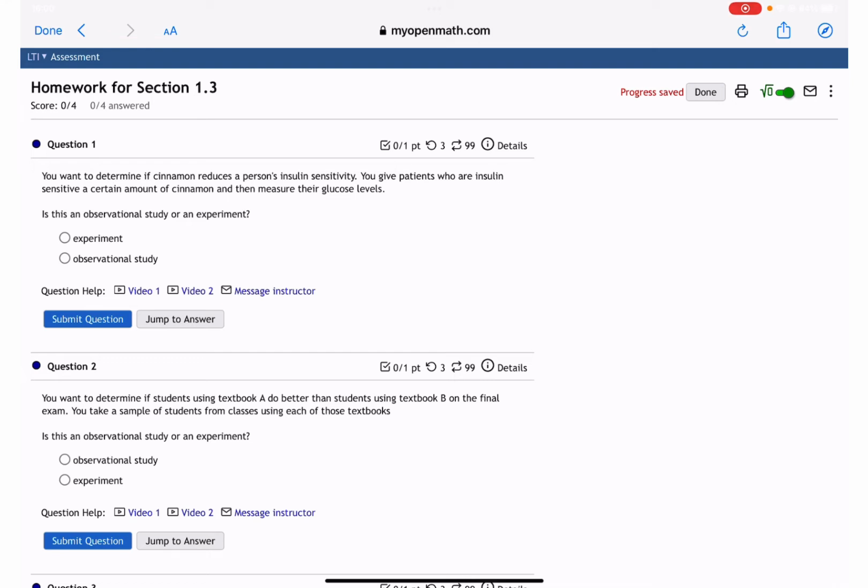So at this point, let's start working on homework for section 1.3. So what do we have? You want to determine if cinnamon reduces a person's insulin sensitivity. You give patients who are insulin sensitive a certain amount of cinnamon and then measure their glucose level. It's gonna be experiment because you give the cinnamon, right? And then measure their glucose level. It's gonna be experiment.